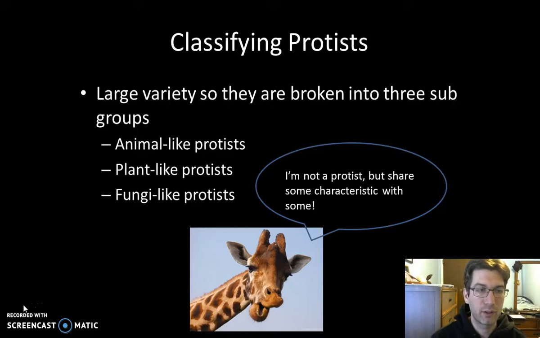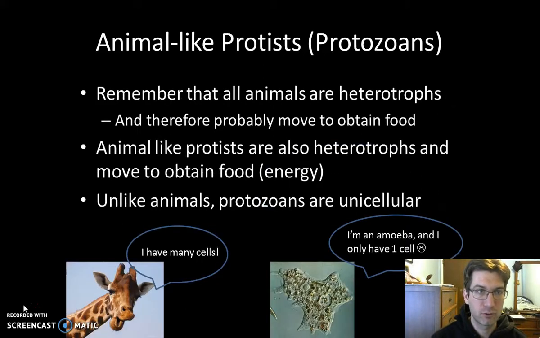In this video, we're going to look at our first one, which is animal-like protists. Animal-like protists go by a different name as well, called protozoan. So remember, animal-like and protozoan are really the same terminology here, just different words for it. Our first thing is that these are animal-like. So remember that animals are heterotrophs, and therefore animal-like protists will also be heterotrophs.